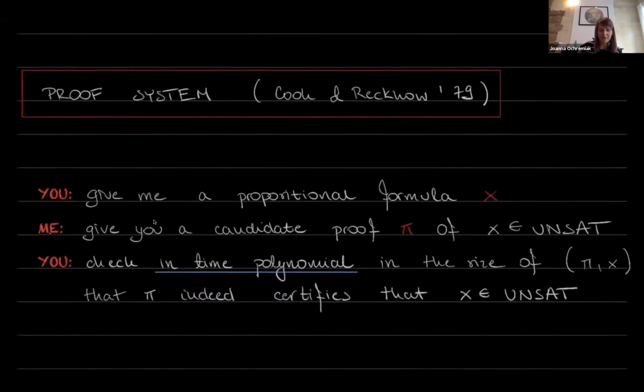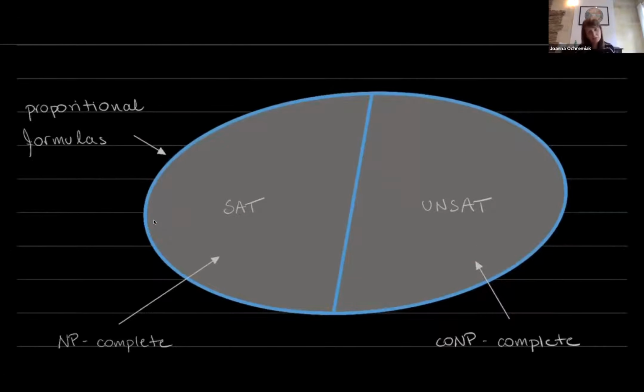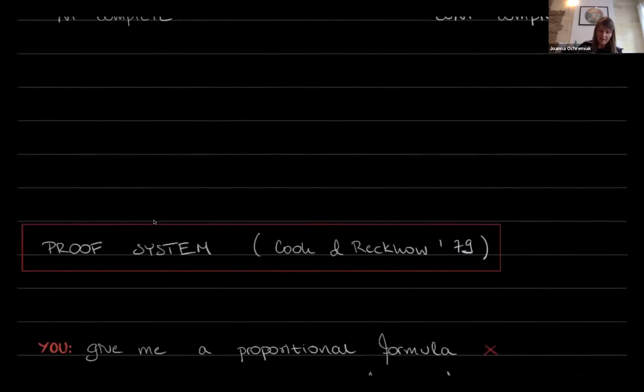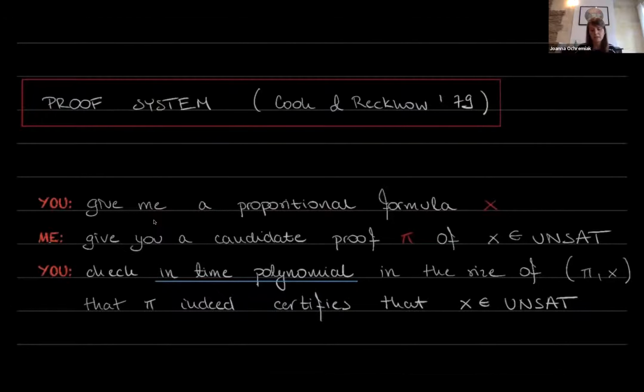At least for this talk, I will be talking about proof systems for unsatisfiability. So we will be proving that a formula is not satisfiable, so that there does not exist a 0-1 assignment which makes the propositional formula true. And the proof system for the set of unsatisfiable Boolean formulas is a definition due to Cook and Reckhow in '79.